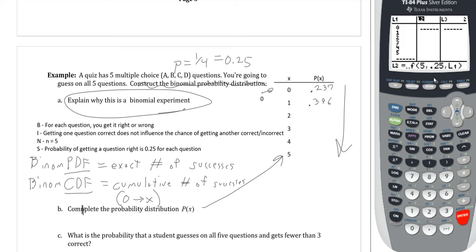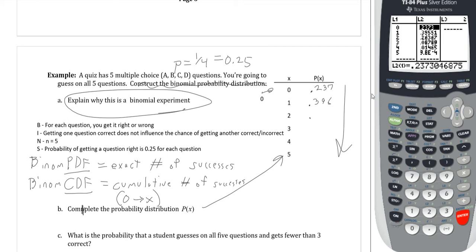Then I paste that, and you should see that now in L2. It should say L2 equals maybe binompdf(5, 0.25, L1). If you do not have the wizard, that's how you would type that in. You would get Binomial Pdf, which would paste, then the parentheses would probably already be there, and you do 5, 0.25, L1. Hit enter, and you should have the probabilities populate list 2.